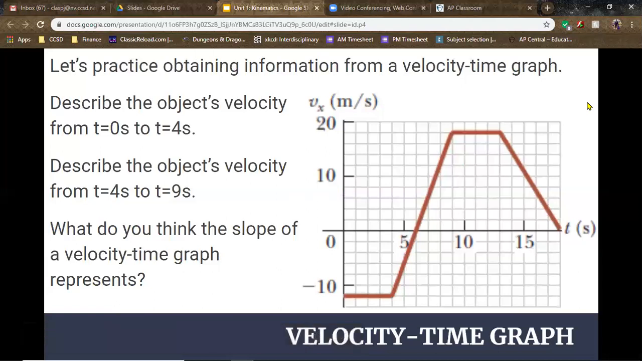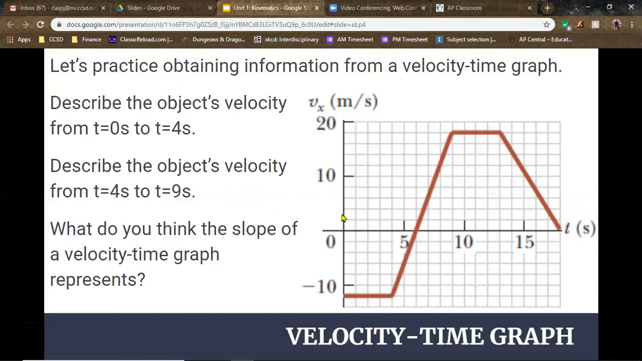So let's practice obtaining information. Describe the object's velocity from 0 seconds to 4 seconds. Well, you'll notice, keep in mind, each one of these squares is 2. So positive 2, 4, 6, 8, 10. Negative 2, 4, 6, 8, negative 10. So the object's velocity starts at negative 12 and stays constant at negative 12. So we would say it has a constant negative velocity of negative 12 meters per second from 0 to 4 seconds. Okay.